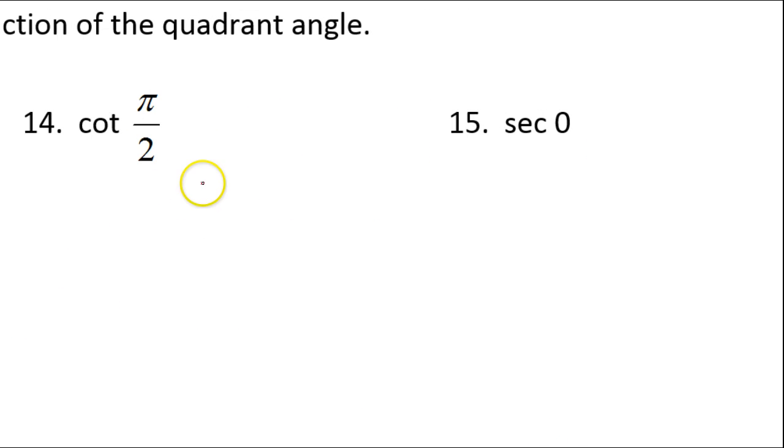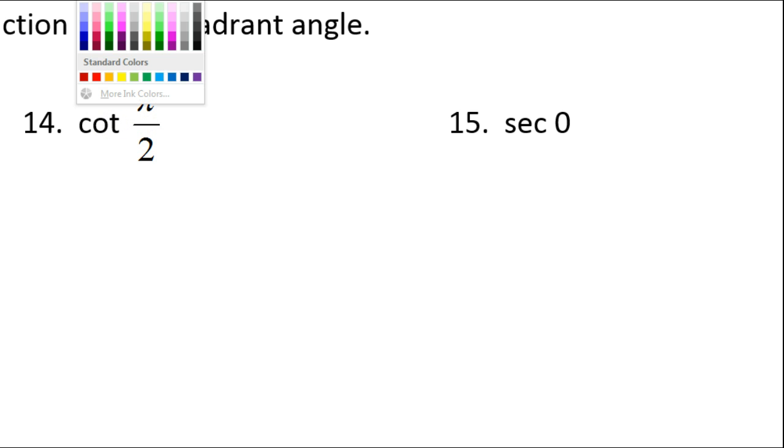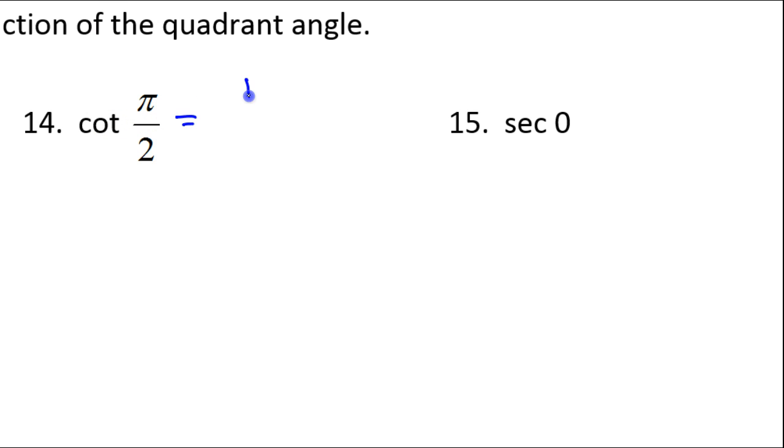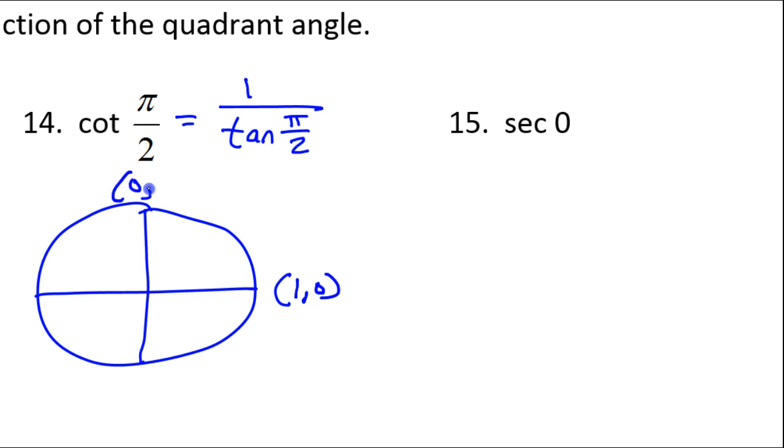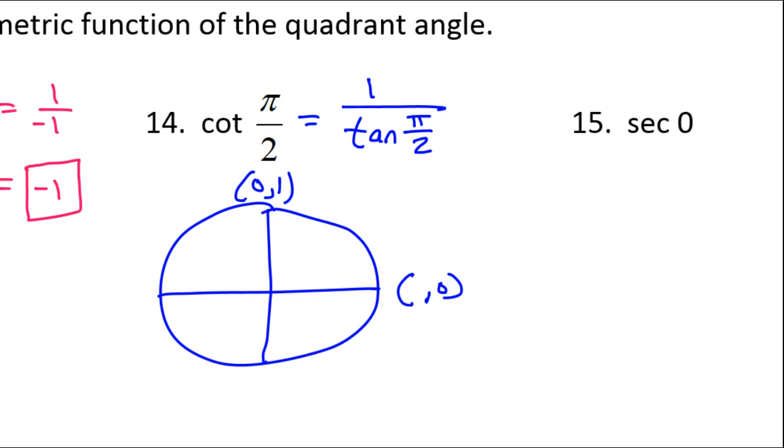Alright, let's take a look at number 14. Now, cotangent is the reciprocal of the tangent function. So we know we're talking about 1 over the tangent of pi over 2. Now, looking at our unit circle, we know that right here we have the point 1, 0. This is 0, 1. This is -1, 0. And this is the point 0, -1.